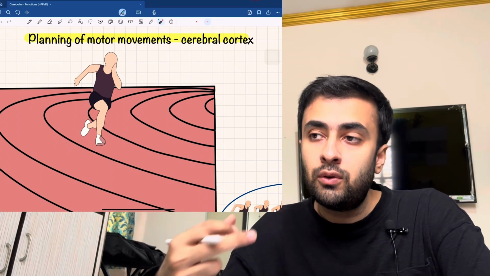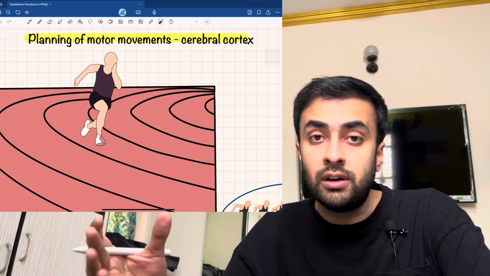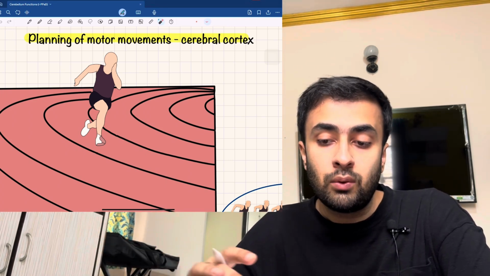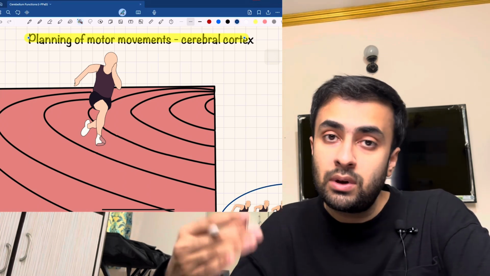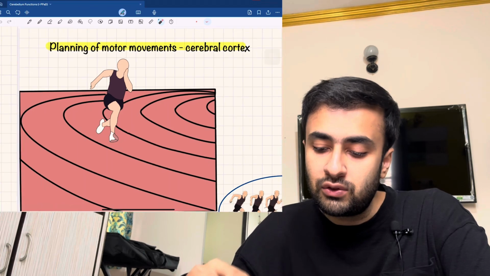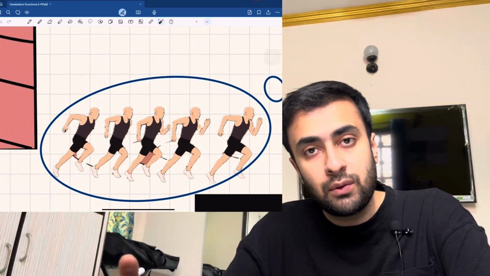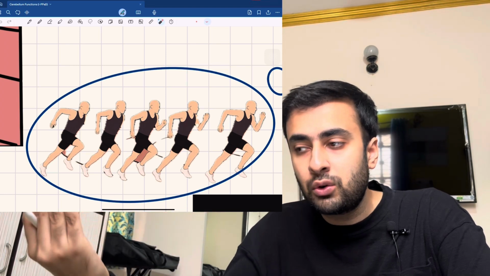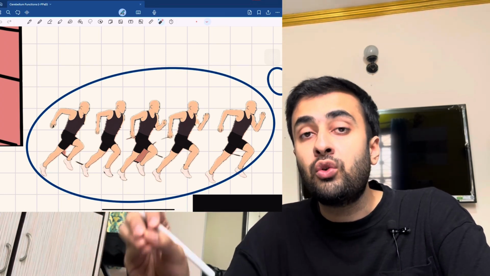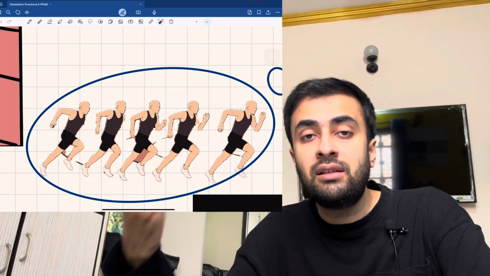So the plan of running along the curved track is given by the cerebral cortex, which we already know by now. And now what happens next is, the sequence of movement which is supposed to be created by the cerebellum is stored in the lateral zone of the cerebellar hemisphere. This is a sequence of movement which helps the person go along the curved track, and it is already created inside the cerebellum before the movement has occurred.